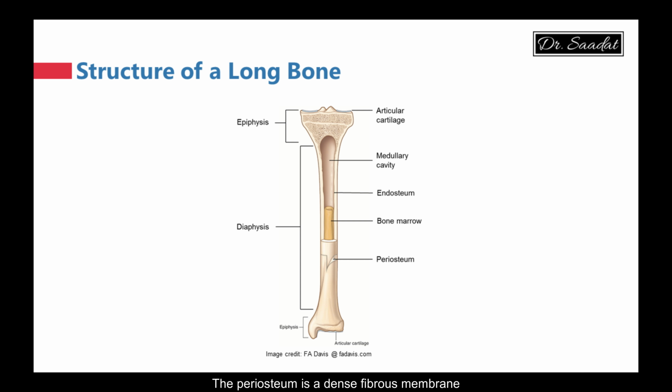Periosteum. The periosteum is a dense, fibrous membrane that covers the outer surface of the diaphysis. It plays several important functions. Provides attachment points for tendons and ligaments, anchoring muscles to bones. Contains blood vessels and nerves, essential for bone nourishment and sensation. Houses osteoblasts, bone-forming cells that are crucial for bone growth, repair, and maintenance.